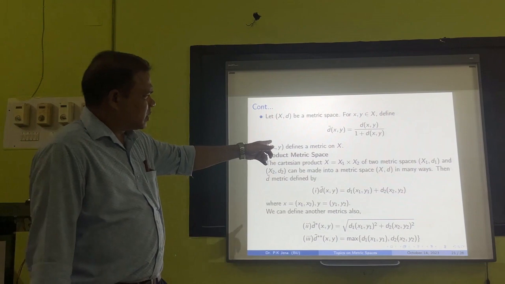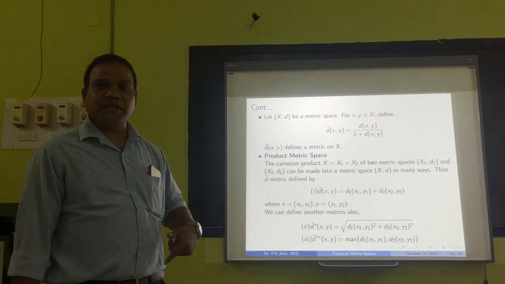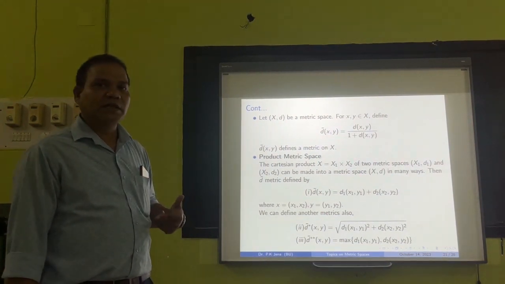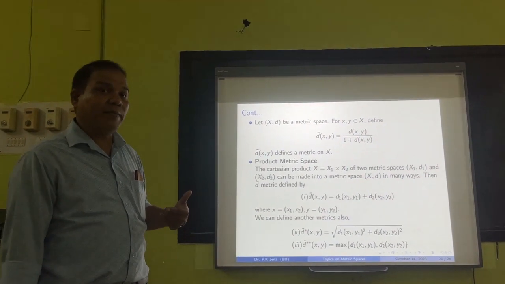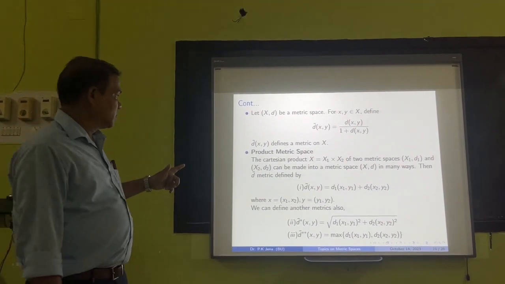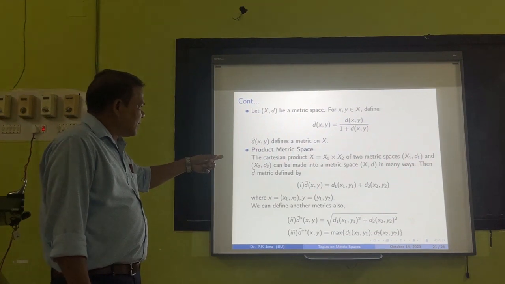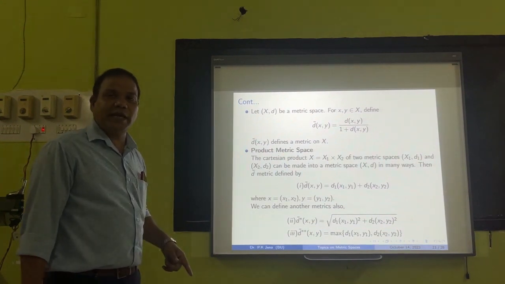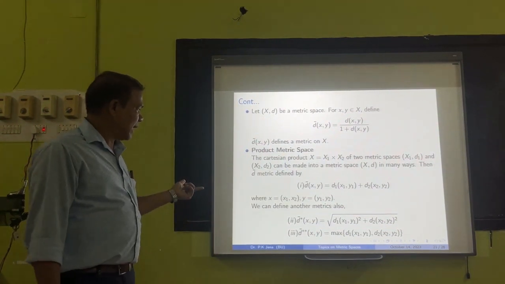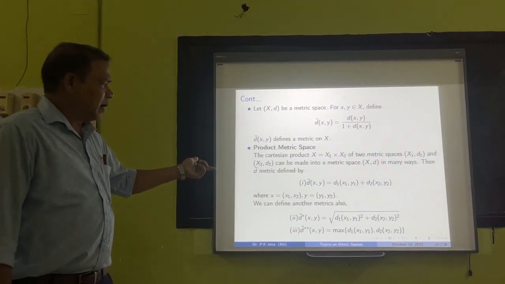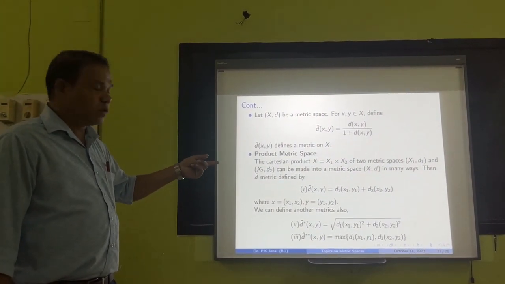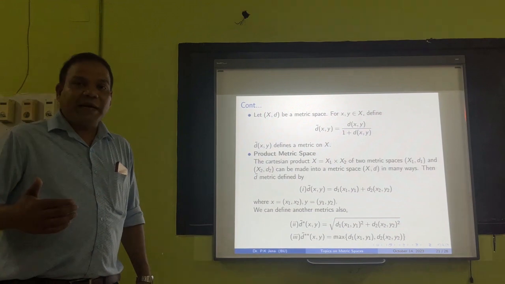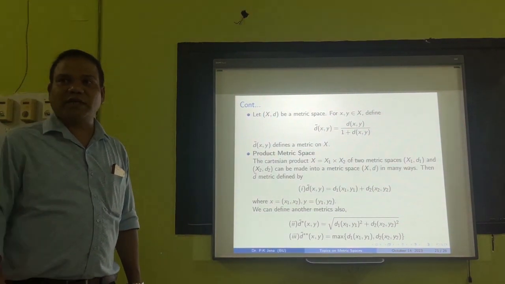Here X1 associated with d1 is a metric space, and X2 associated with d2 is also another metric space. The question is how to define a metric on X1 cross X2. Here we define d tilde of (x, y) as d1 plus d2, which is also a metric on the product metric space. Another metric you can define is (d1 square plus d2 square) to the power 1 by 2. And maximum of d1, d2 will also give you another metric on the product space X1 cross X2.